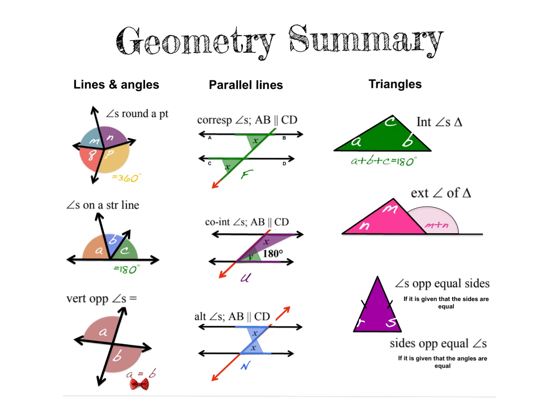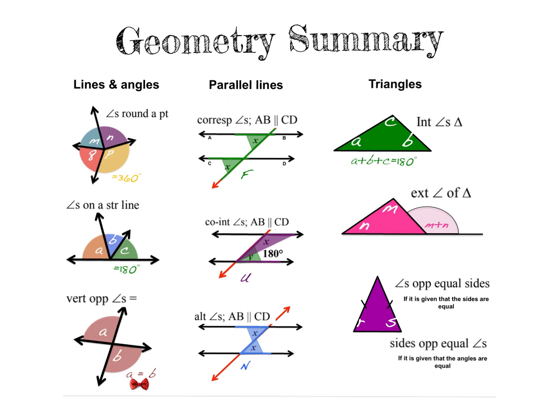In this video, we are going to explore basic geometry concepts. In grade 8, we can roughly divide this into three categories. Lines and angles, where we have angles around a point that add up to 360, angles on a straight line that is equal to 180, and vertically opposite angles that are equal. This is the one that looks like a bow tie.